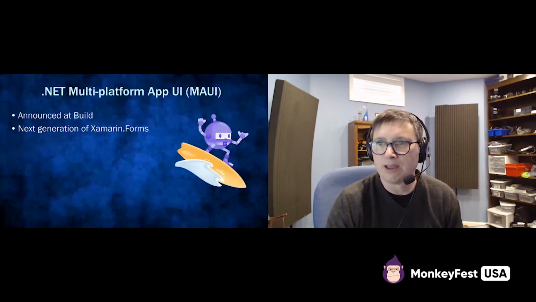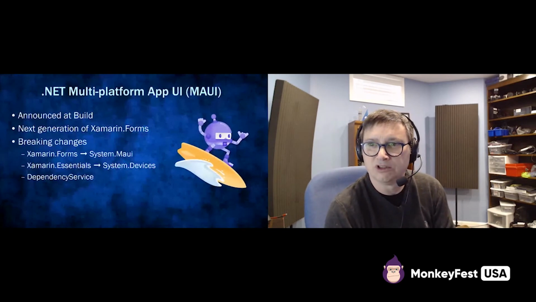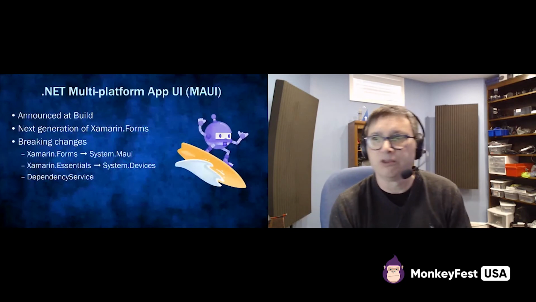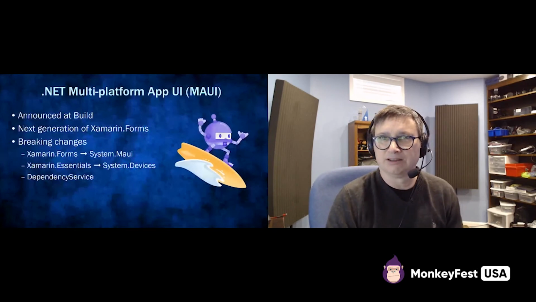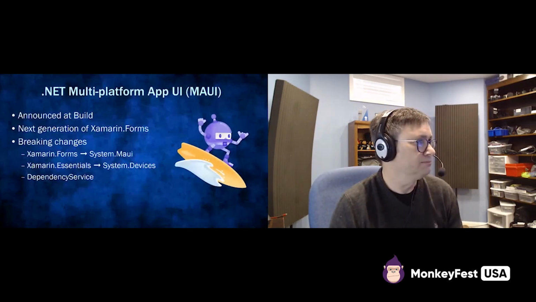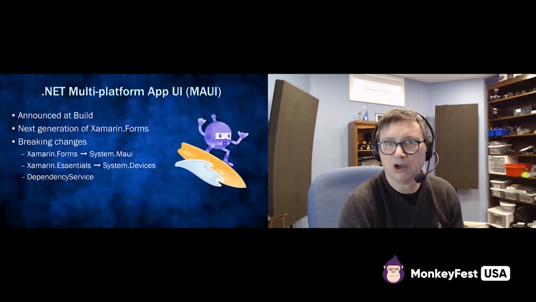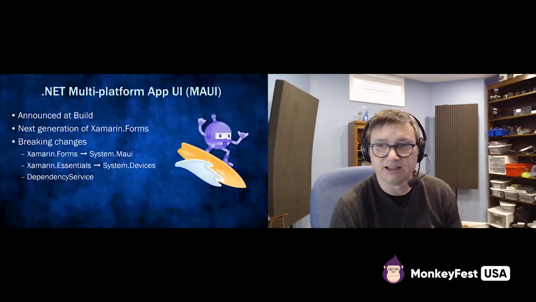So speaking of Maui, that was announced at Build this year. It's the next generation of Xamarin.Forms. And there's some breaking changes that will impact what we covered today. What is now known as Xamarin.Forms will be in the System.Maui namespaces. Xamarin Essentials will still be there, except it'll be under System.Devices. And the dependency service at this time, and this could change, is not slated to come over. Maui is set to be beta at the end of this year as a preview release, with general availability with .NET 6 a year from now.